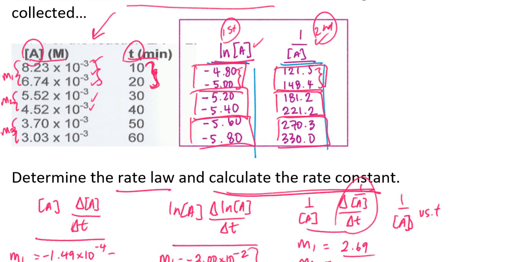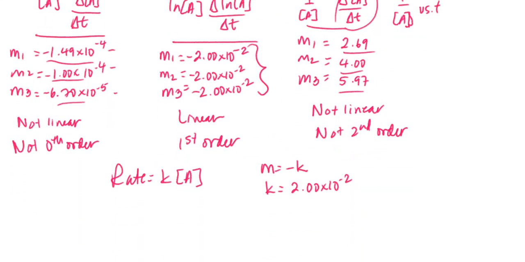Again, since natural log terms are unitless, and the time scale here is in minutes, this rate constant would be expressed in units of inverse minutes.